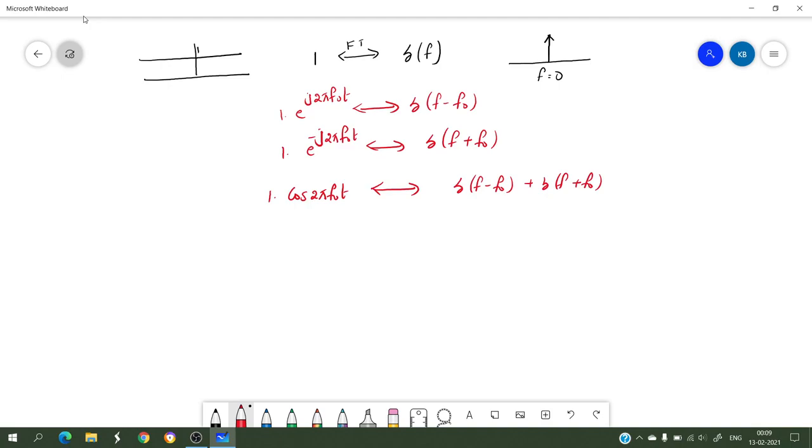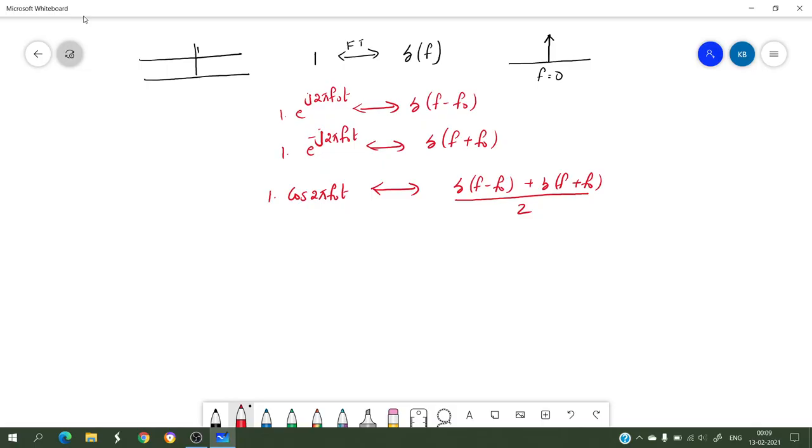The same thing we can also do in the frequency domain. We add these two signals and divide by 2. That means the Fourier transform for cos 2 pi f naught t is delta of f minus f naught plus delta of f plus f naught, divided by 2.